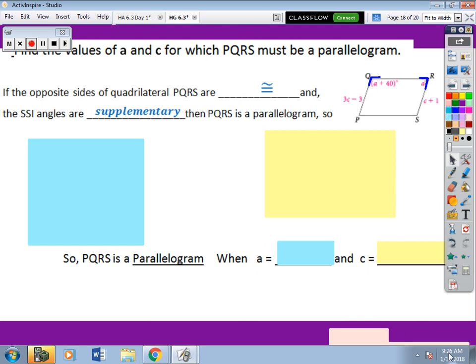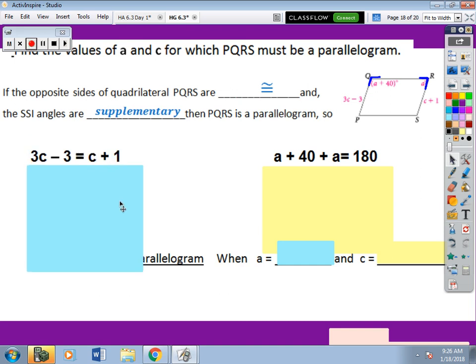So who can give me one of the equations we would write? A plus 40 plus A equals 180. So those are supplementary. Who can give me the other one? Using the sides. Marquise? 3c minus 3 equals c plus 1. Good. And then these are easy because this one has C's, this one has A's. You just solve each one separately. Okay? We'll end up getting 70 and 2.